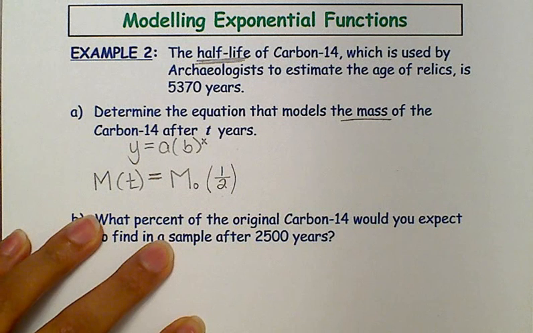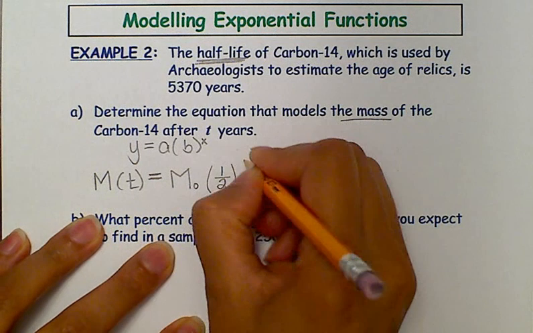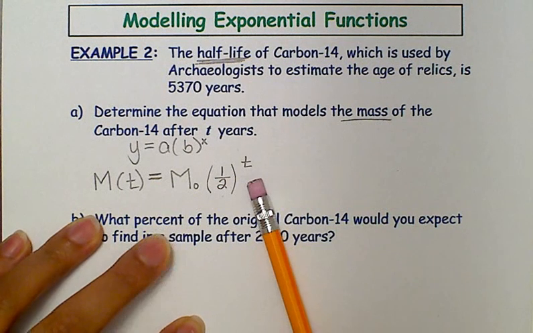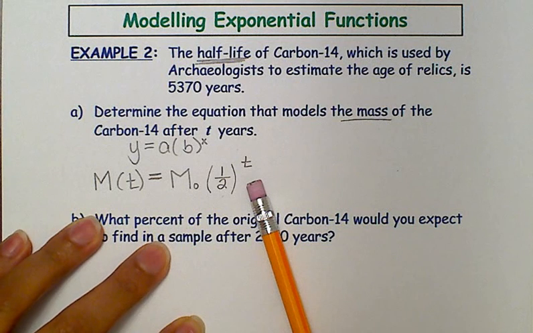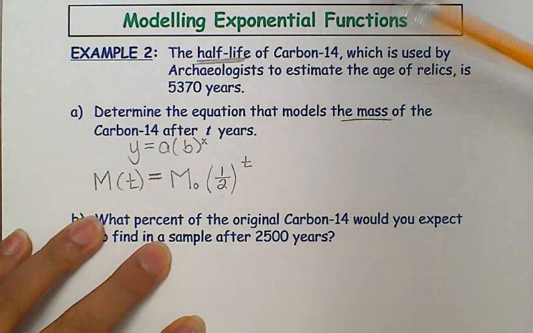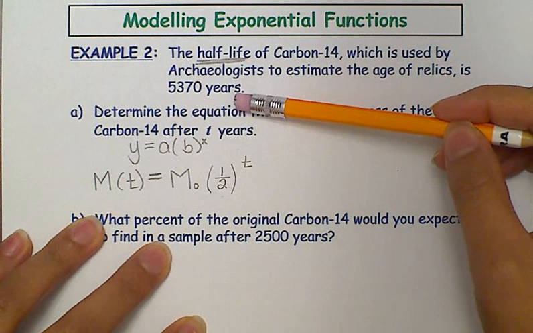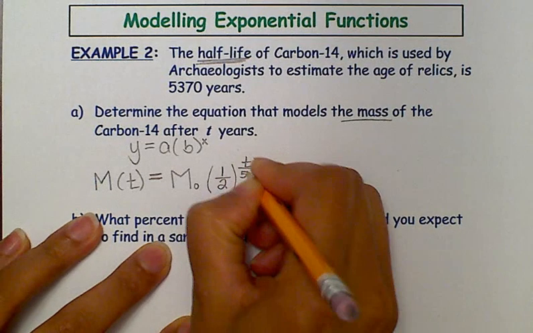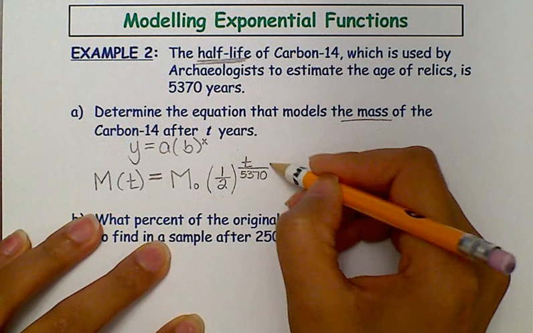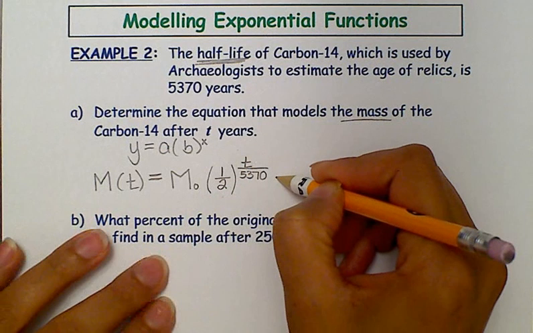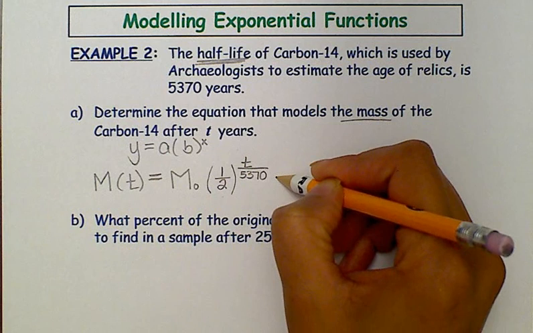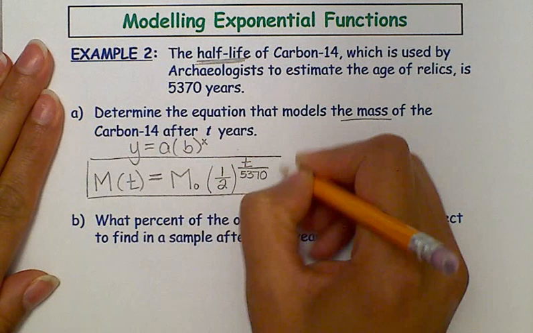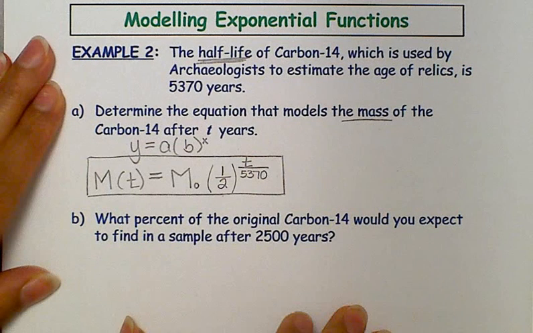And how long does it take for it to happen? Well, if I just put in an exponent of t, this means the population is becoming half the amount every year. But is that what we're told? No, it's not. It tells us that every 5,370 years, we're going to have half the population. So t divided by 5,370 tells me every 5,370 years, the mass decays to half the amount that it was before. So this is going to be our equation. And thankfully, I didn't cut off the equation and have to rewrite it this time.